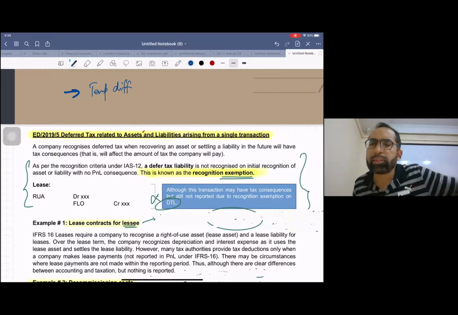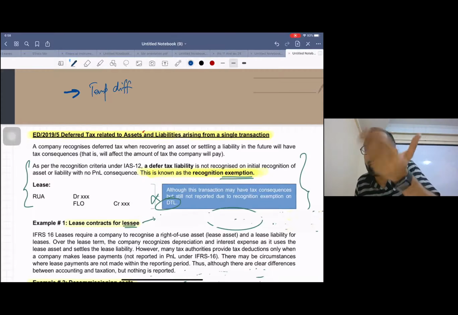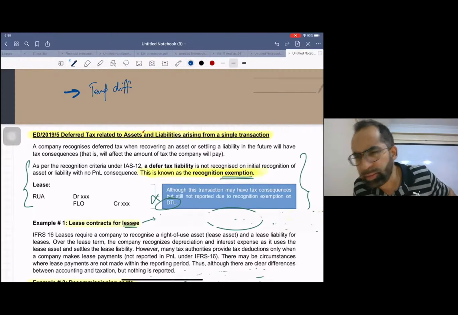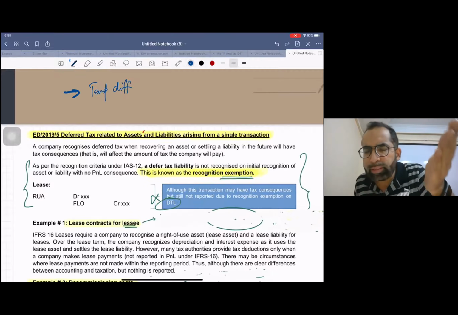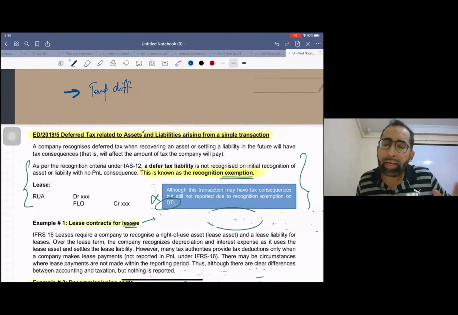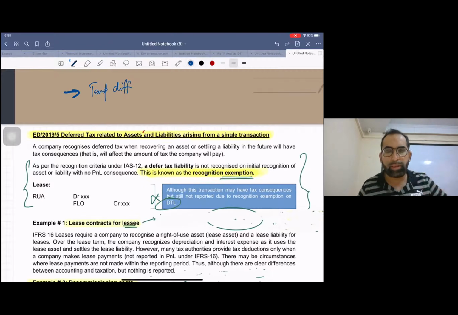Or in simple terms, because of taxable TDs, your future taxable profit increases. That means you need to pay tax in future, and because of deductible TDs, you get relief in future, right? Simple terms. That's why for taxable TDs, you need to book deferred tax liability, and for deductible TDs, you need to book deferred tax asset. Now, students, be very careful.